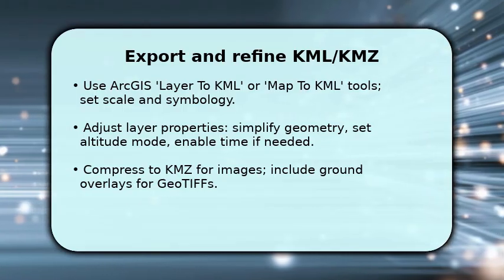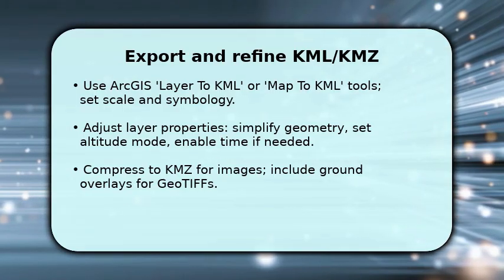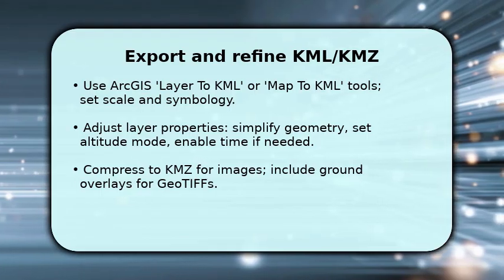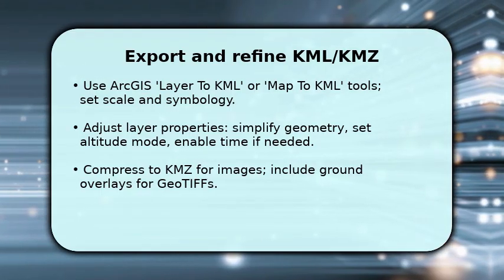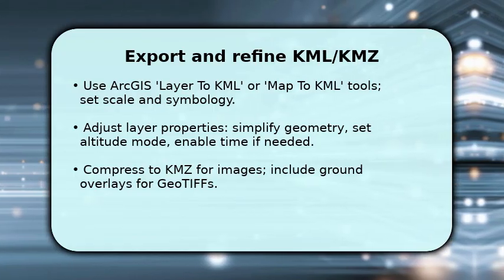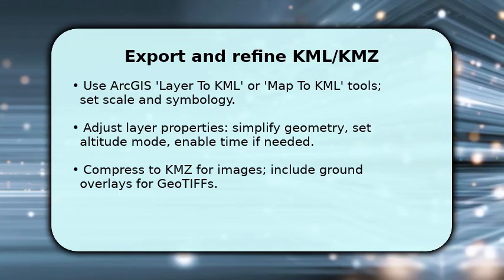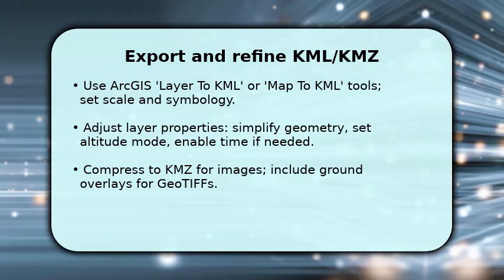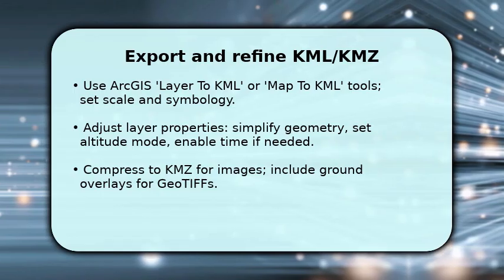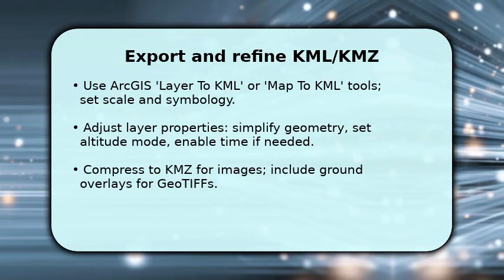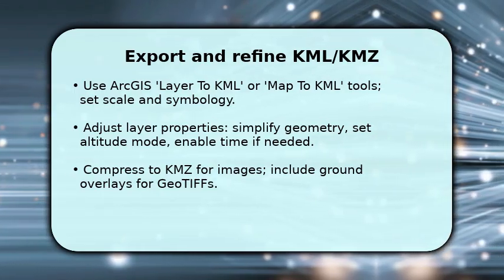Use layer to KML or map to KML and choose an appropriate scale and whether to convert symbology to simple styles. This controls how Google Earth displays colors and icons. Make sure to simplify complex geometry to reduce file size and set altitude mode, clamp to ground or absolute, depending on whether you want draped rasters or floating features.